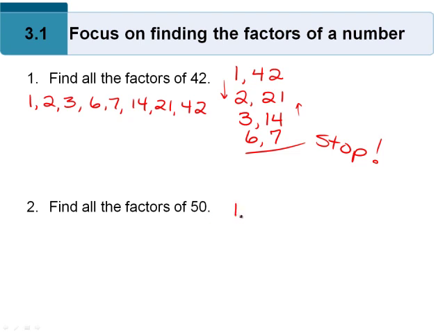So once again, we start with 1. Well, 1 times 50. Okay, that works. 2 goes 2 times 25. The next number we choose or try is 3. 3 does not go into 50. 4 doesn't go. 5 goes 10 times. 5 times 10. 6 doesn't go. 7, nope. 8, nope. 9, nope. 10 times 5, that's a repeat of 5 and 10, so we're done. That's it. Okay?